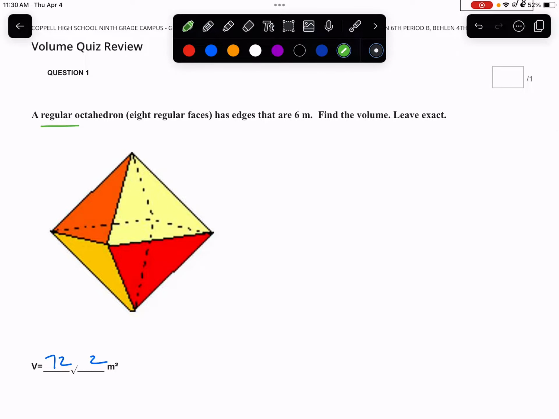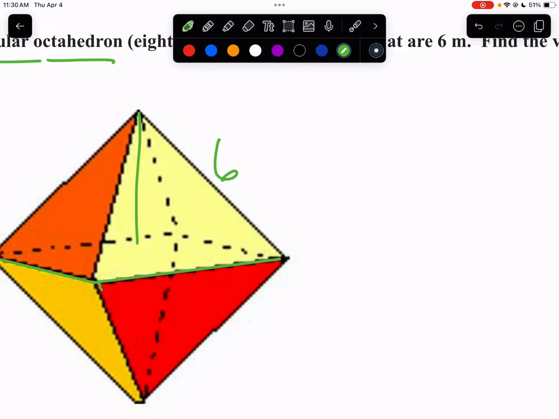This is a regular octahedron. That means all the faces are the exact same length. It does make a square in this midsection here. Every edge is 6 in this particular case. We need to find the height of a single pyramid, if you can think of this as two back-to-back pyramids.